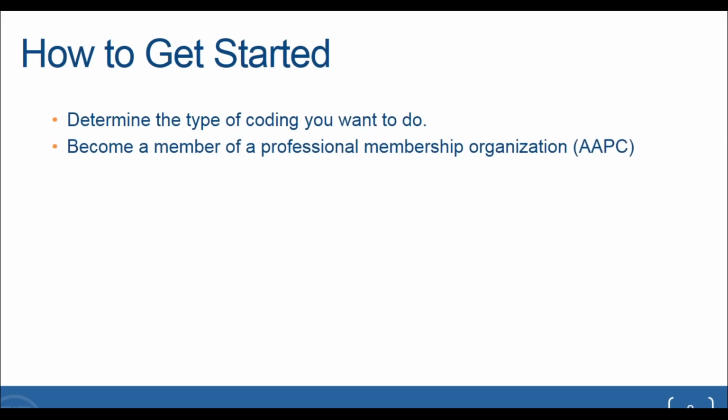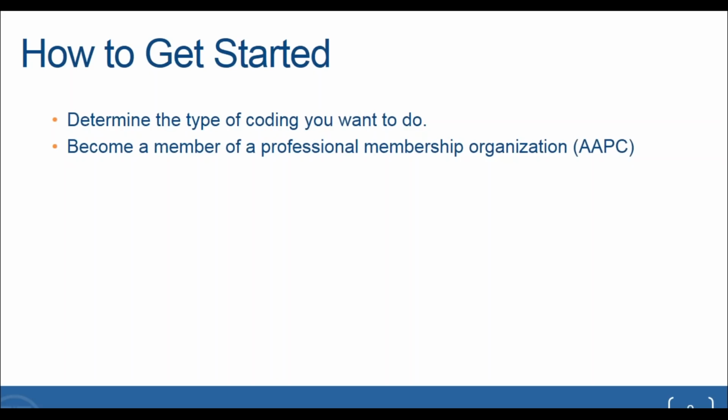You want to become a member of a professional membership organization like AAPC. By joining a membership organization, you get to network with others. There are a lot of member benefits, but most important for a student is having access to the forums online where you can interact with other students and ask questions of other professionals who have also been just like you, getting started for the very first time.